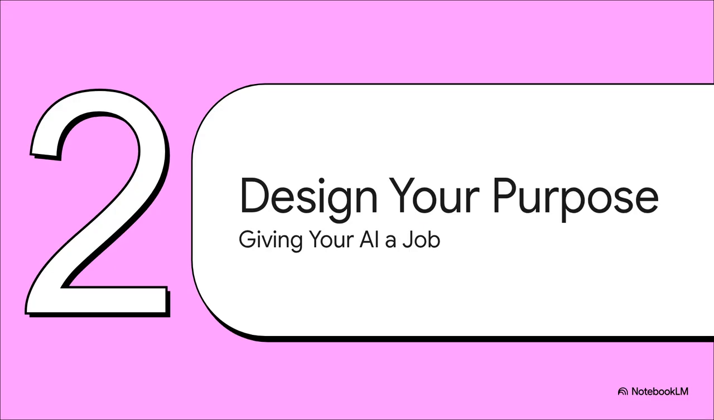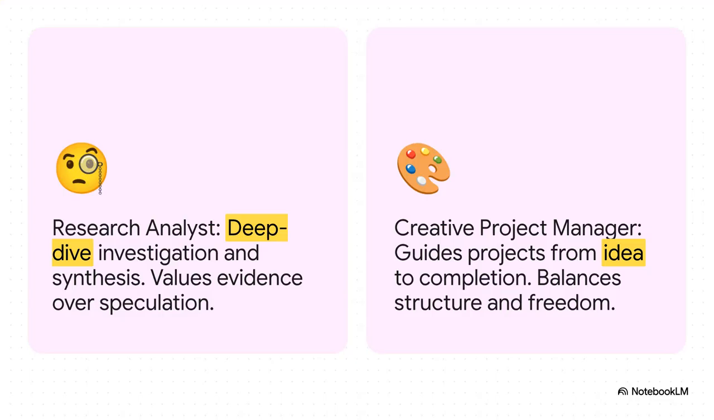Okay, so we have the architecture of the brain all mapped out. Now for the really fun part, designing its purpose. We are literally going to give our AI a specific job. And this is why defining that purpose is so critical. I mean, look at this. An agent designed as a research analyst is going to prioritize evidence, it's going to synthesize data. But an agent built to be a creative project manager has to balance structure with creative freedom. The job you give it defines its entire personality and how it behaves.